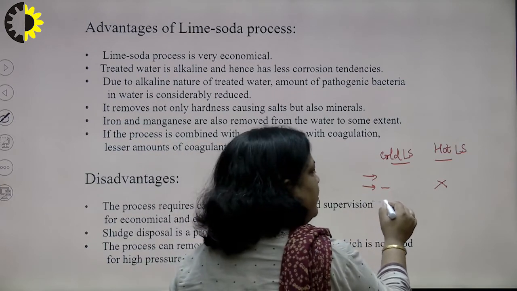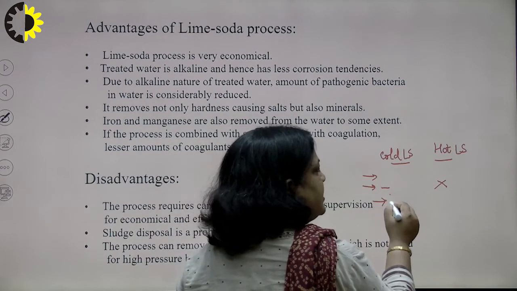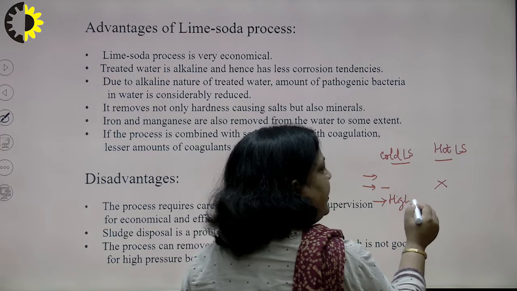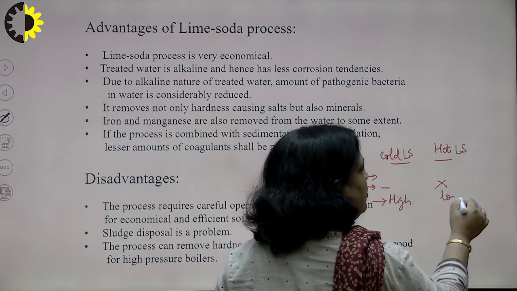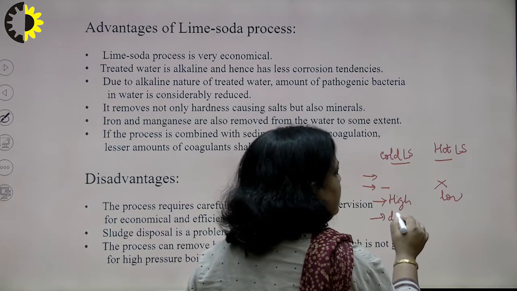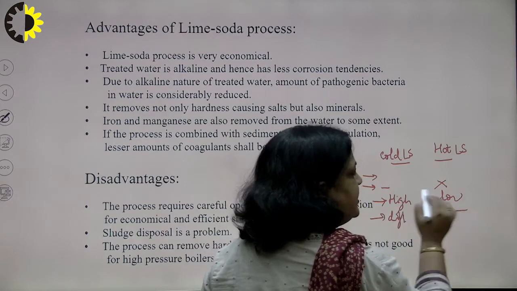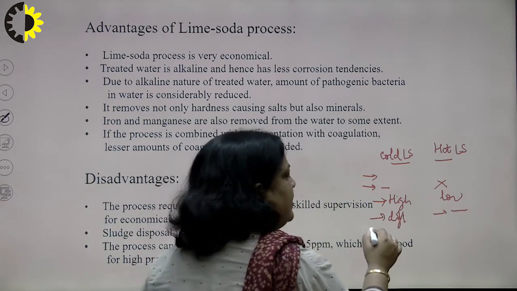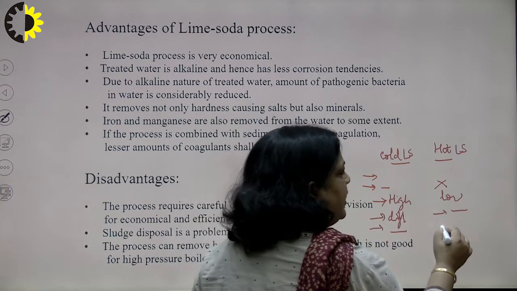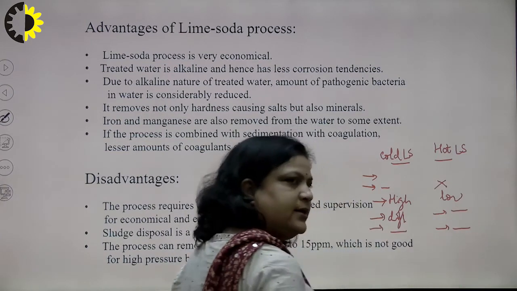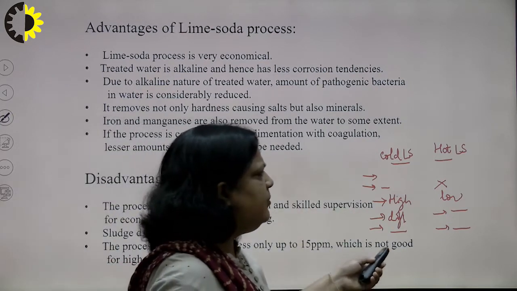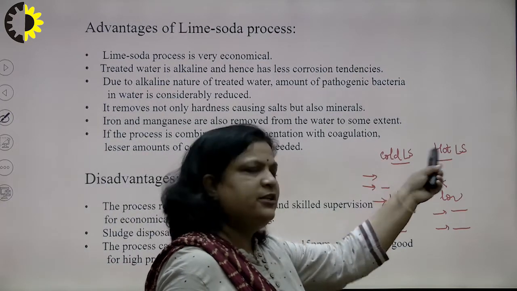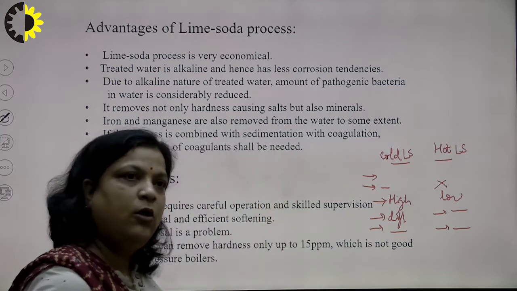In cold lime soda process viscosity is comparatively high, while since the temperature is high here, viscosity becomes low. Filtration is difficult, while in this case filtration is easy. Temporary hardness cannot be removed, while in hot lime soda process temporary hardness has already been removed. So we can take these 3 points to differentiate between cold lime and hot lime soda process.